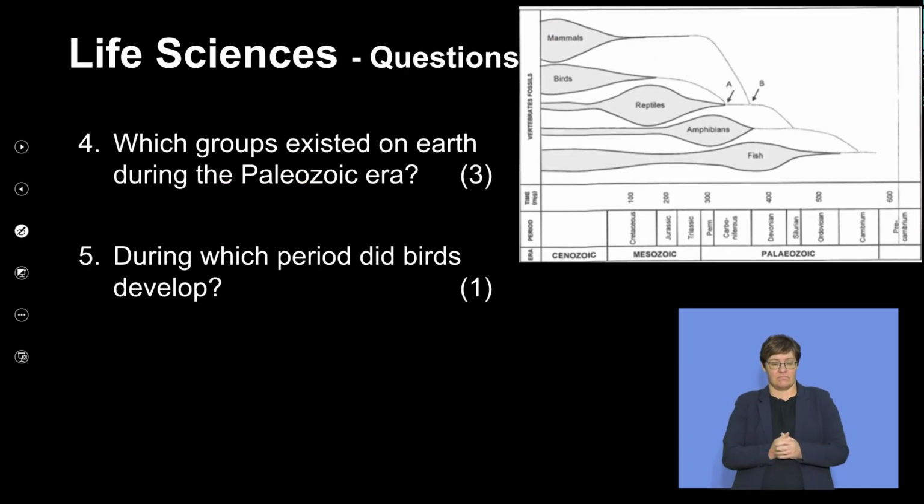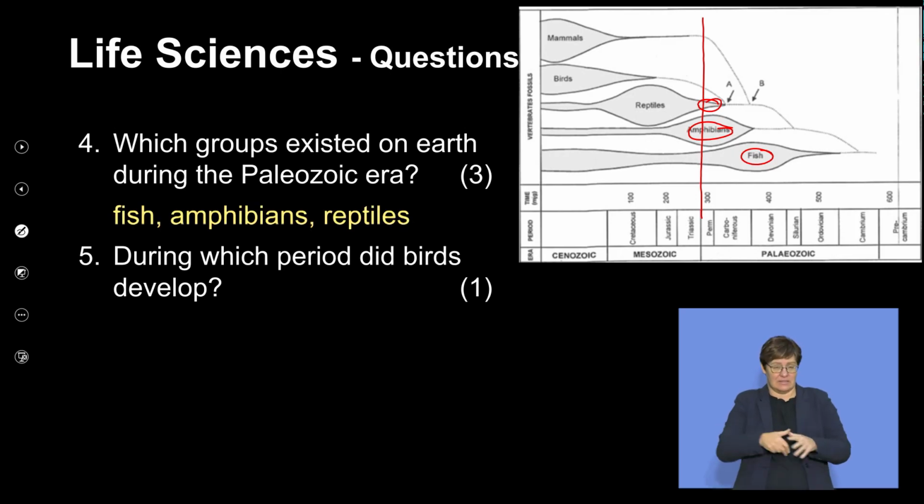Next question. Which groups existed on Earth during the Paleozoic era? And you know, if you get a question like this, draw lines all over it because it helps you work out which animals were present. So if we look at this, if we draw a line at the end of the Paleozoic era, which three organisms were present? Fish, amphibians, and not a lot, but there were some reptiles.